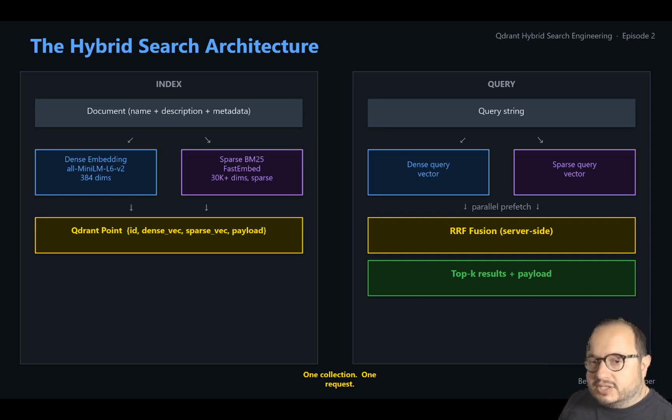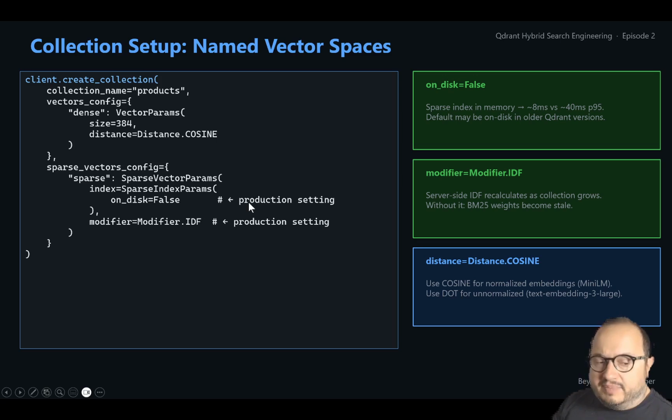That is the architecture. The key thing to notice, we are not making two separate API calls and doing fusion in our application. The Prefetch API pushes the fusion to the Qdrant server. This matters for latency. Two sequential requests are slower than one parallel request, and application-side fusion is slower than server-side fusion. Let us start with collection creation and the settings that matter.